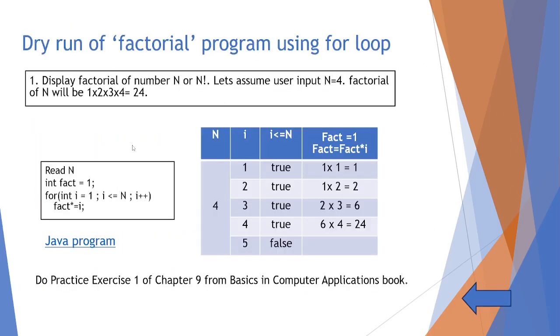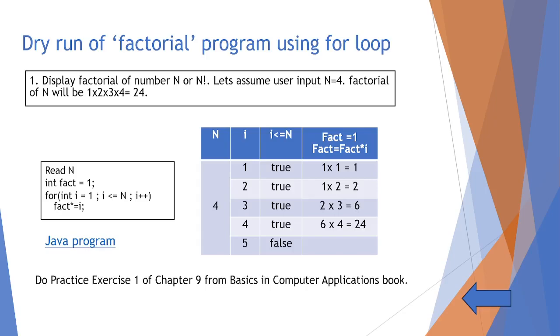Dry run of a factorial program, a simple program with a for loop. Display factorial of a number. Let's assume user input is 4. See the code. Read n, which is 4. We are taking accumulator variable fact. Int fact is equal to 1. Why? Because any number multiplied by 0 would be 0. So for the accumulator variable we take 1.